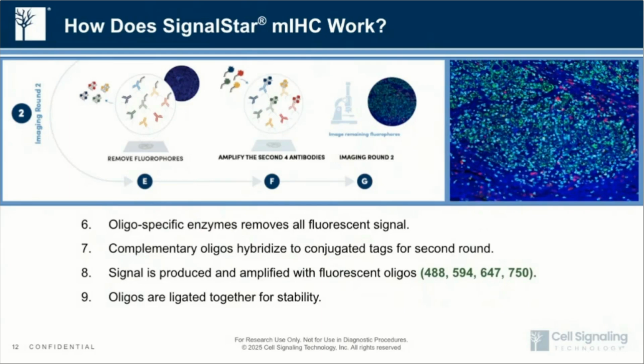Once you have the two images, both the first image of the first 4 and the second image of the second 4 antibodies, you can then utilize solutions such as Visiopharm's Tissue Align to be able to align those images. And I'll show data from that in the next few slides.